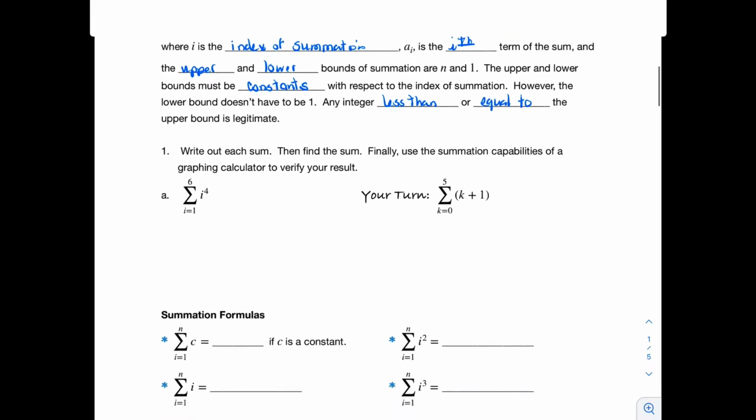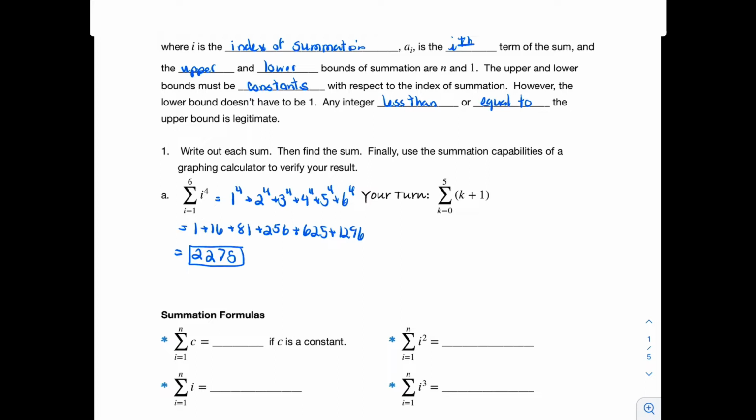All right, so let's do some summation. Here I'm going to do the summation from i equals 1 to 6 of i to the 4th. What this notation means is I replace i with 1, so it becomes 1 to the 4th, plus now I increase by an integer until I get to 6. So 2 to the 4th, 3 to the 4th, 4 to the 4th, 5 to the 4th, plus 6 to the 4th. And then I just evaluate each of these and add those values together. And so the summation of i equals 1 to 6 of i to the 4th is 2,275.